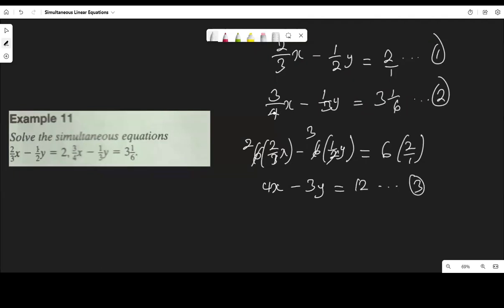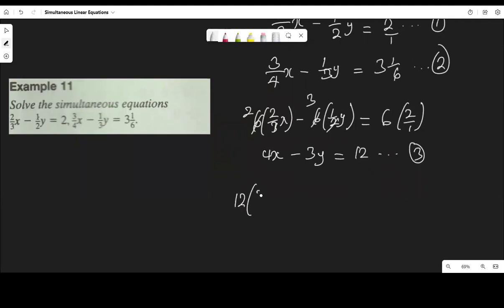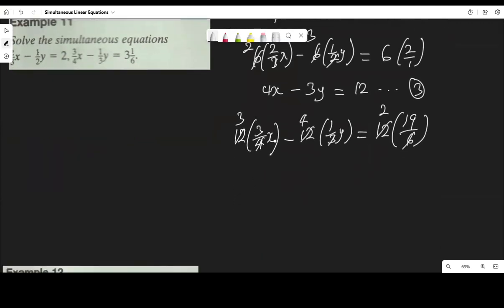And the LCM of 4, 3, and 6 is 12. So I'm going to multiply each term of this equation by 12. So I have 12 times 3 over 4x minus 12 times 1 over 3y equal to 12 times, first of all, let me turn this to an improper fraction. 3 times 6 is 18, 18 plus 1, 19 over 6. 6 here 1, 6 here 2. 3 here 1, 3 here 4. 4 here 1, 4 here 3. 3 times 3x is 9x, and 4 times y is 4y, equal to 2 times 19, which is 38. So let's call that equation 4.